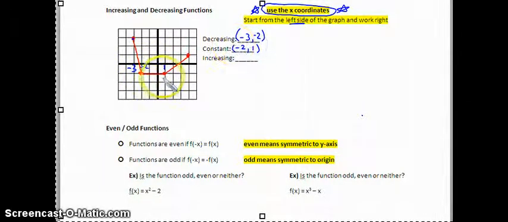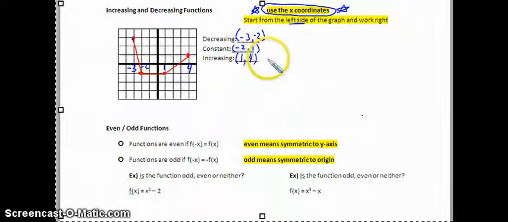And then at an x value of 1, it's starting to increase again. And it increases until it gets to the x value of 4. So we would say from 1 to 4, our graph is increasing. Notice that all of these values that I have here are the x values, not the y values. I never looked at the graph at all here and used the y values. So it's important that you make sure that you're only using the x values, not y values.